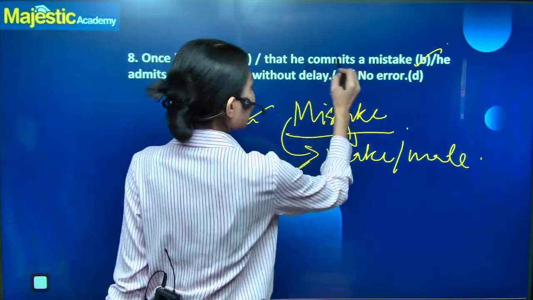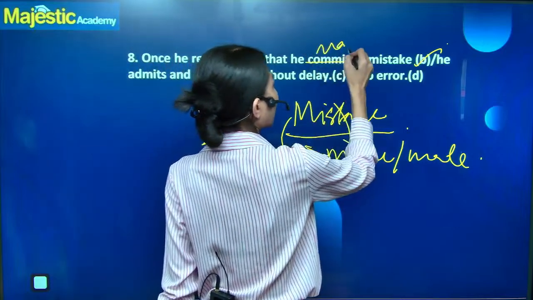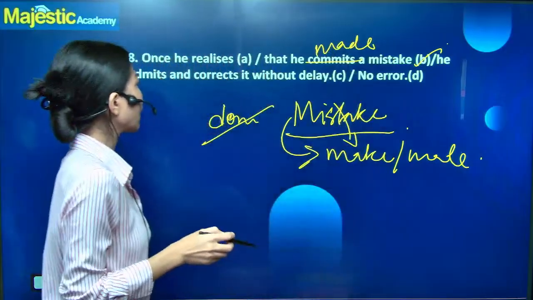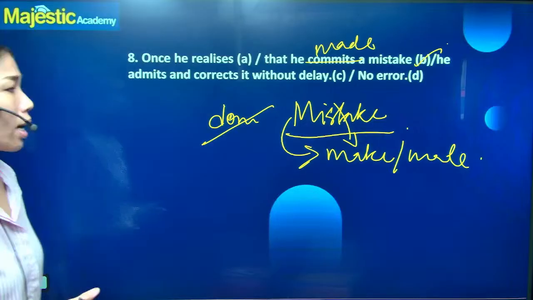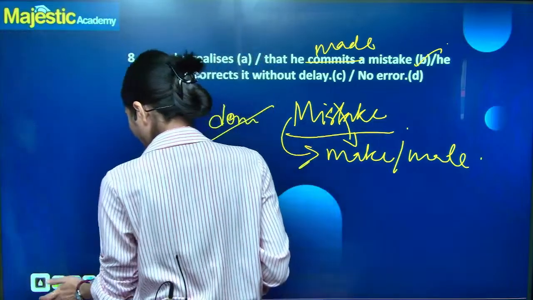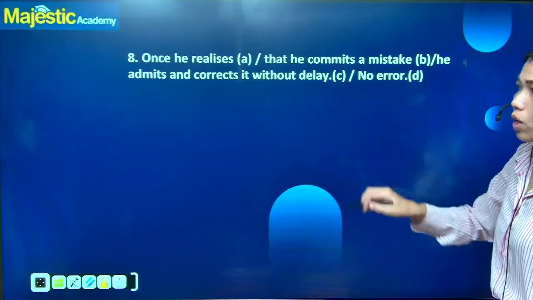So the word mistake is always associated with this word. We can't say he commits a mistake. So we can say, once he realizes that he made a mistake, he admits and corrects it without any delay. Okay, so this word mistake is associated with a particular word, that is make or made.